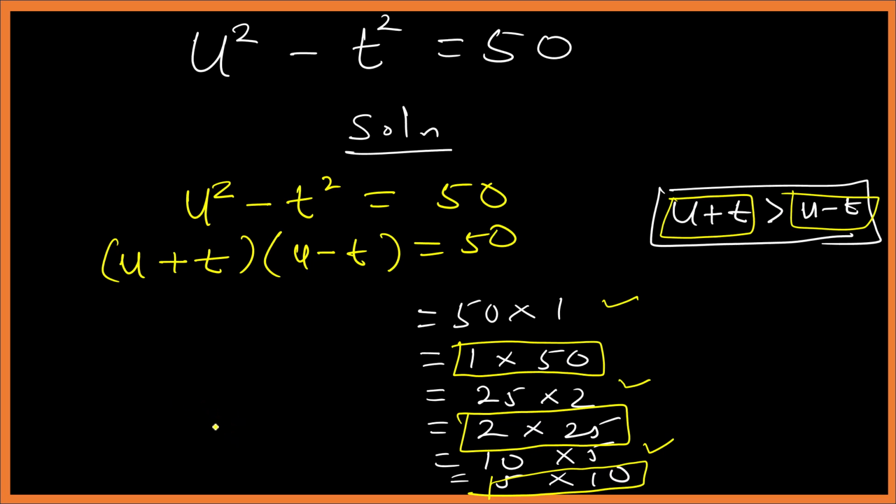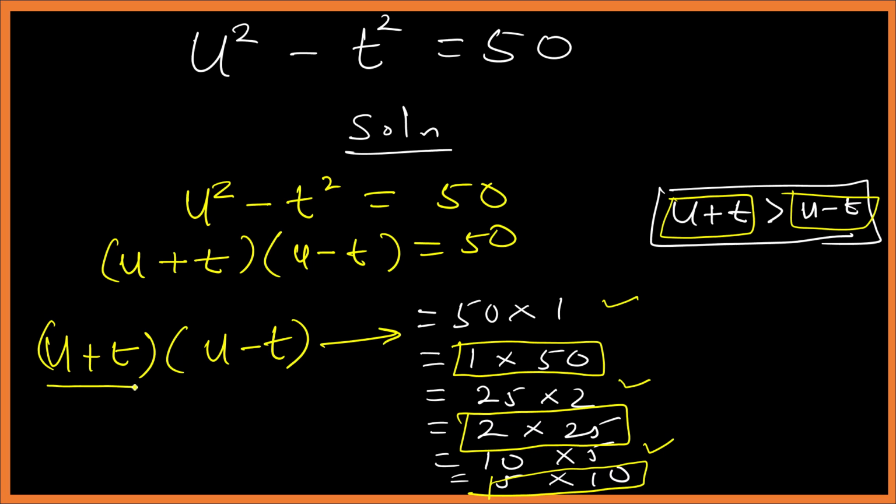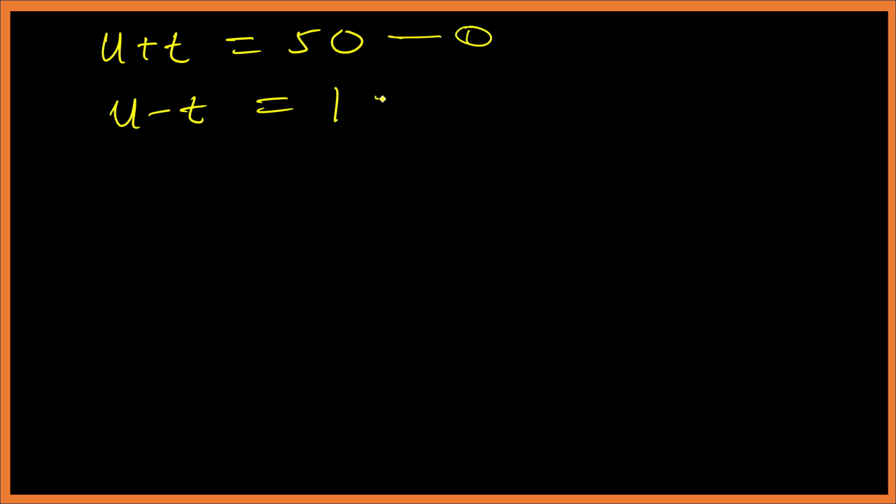(u plus t)(u minus t) equals 50 times 1. So we assume that u plus t equals 50 and u minus t equals 1. Let me call these equation 1 and 2.